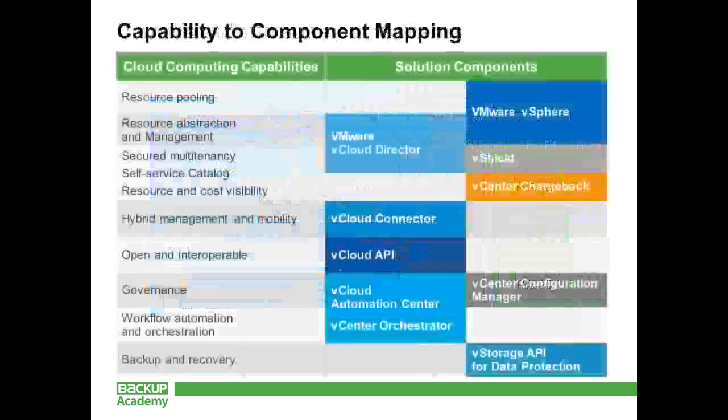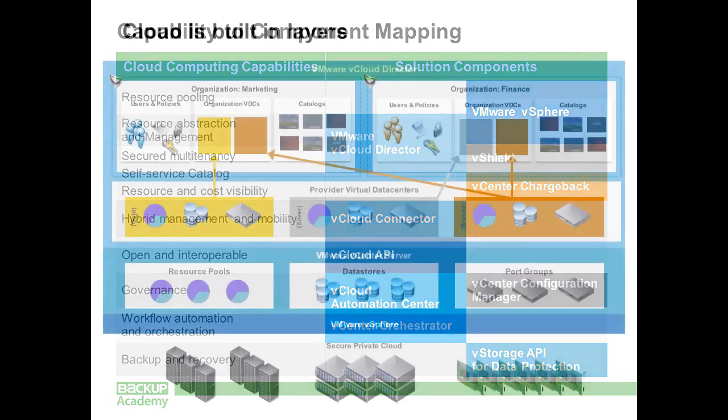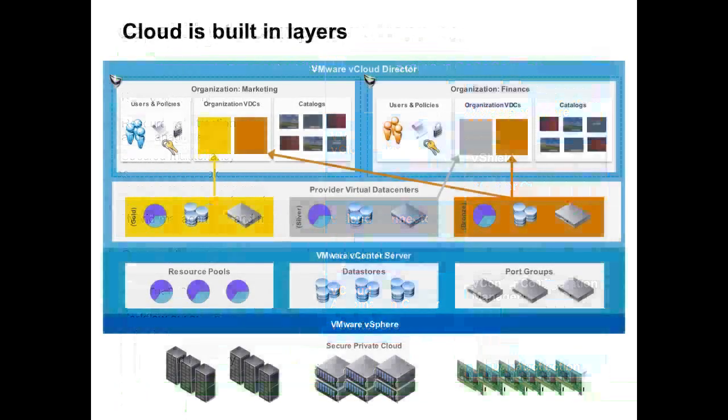Looking at this slide, it shows you the different capabilities and how they map to the components. For example, you can see resource abstraction and management is vCloud Director and vSphere. Now, putting these two components together allows you to have that capability. Again, with secured multi-tenancy, you can see that the component vCloud Director and vShield coupled together provide you with those capability mappings.